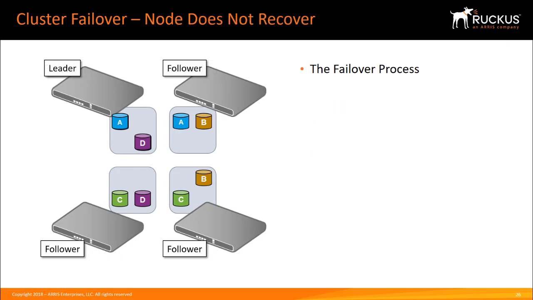A more serious situation is when a node goes out of service for a prolonged period of time. As we saw before, the leader goes down, and the node with the longest uptime promotes itself to the leader. However, the failed node does not return to the cluster, which means that databases A and D are now only present in a single controller. If another node fails, the entire system is lost.